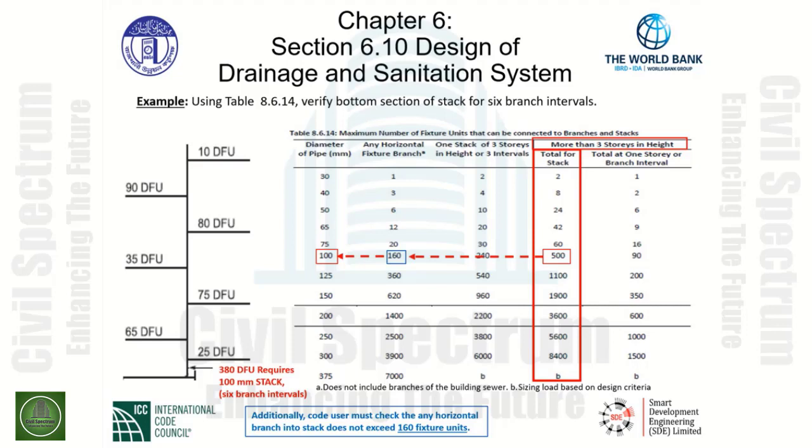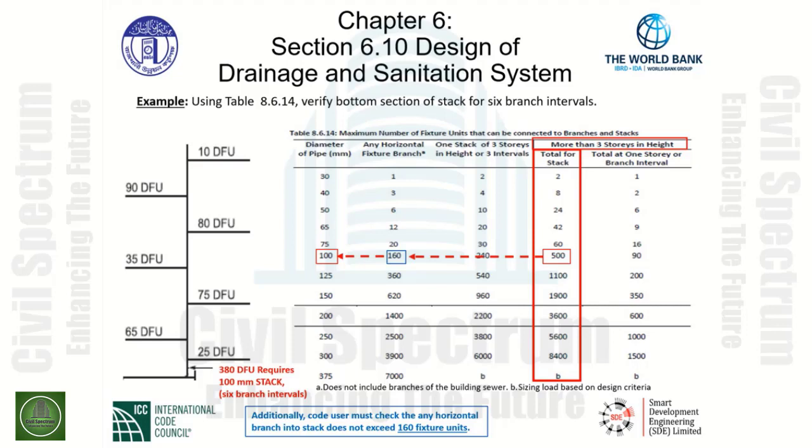Well, as you can see, 60 is not good enough. We need to go to 500. We move to the left side to the horizontal fixture branch and verify that there are no horizontal branches exceeding 160 fixture units connected to the stack. And in each case, starting from the top of our drawing all the way downward, we do not have any horizontal branches connected to the stack that exceed 160 fixture units.